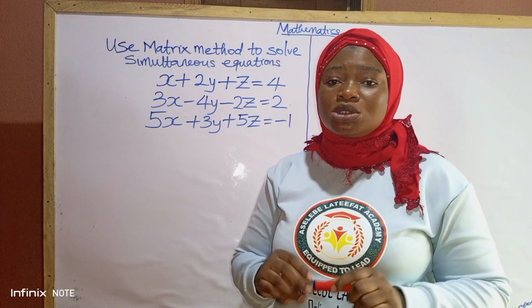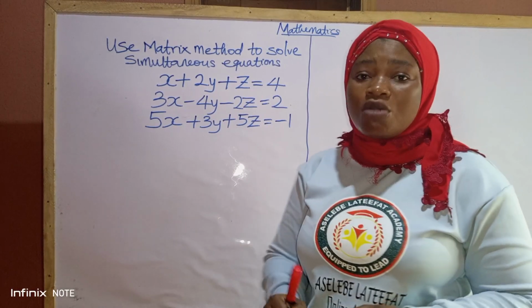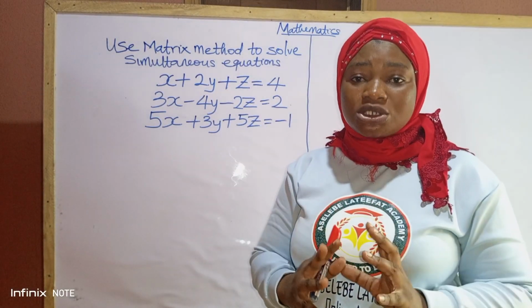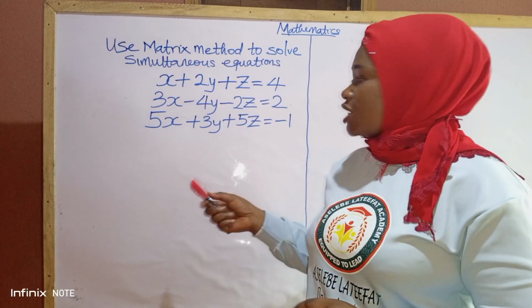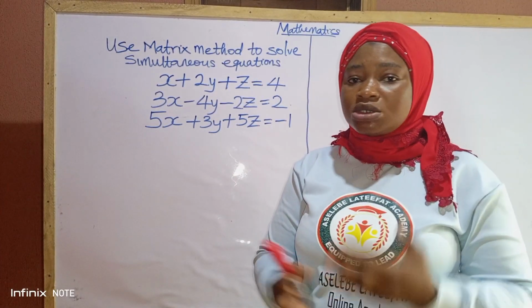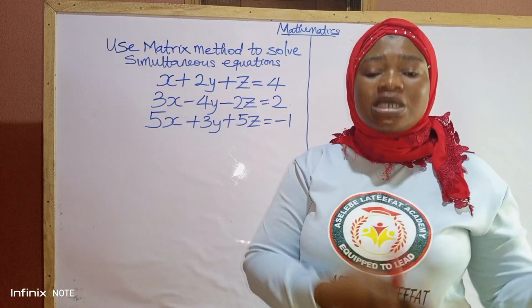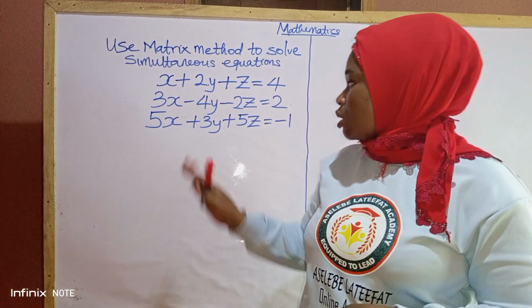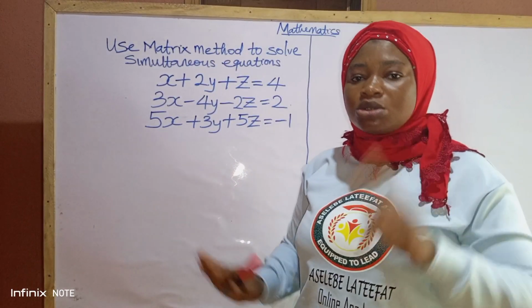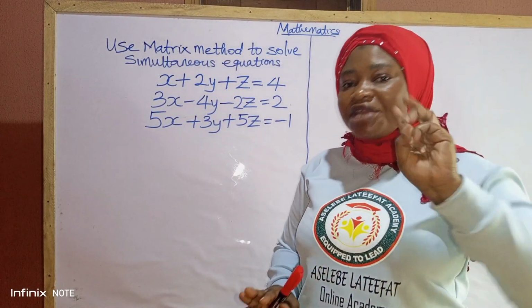So in today's class, we want to use the matrix method to solve simultaneous equations involving three unknowns. I told you that you can use the simultaneous method to solve it. You can use the determinant method, which we know as Cramer's rule. We did it for two unknowns, so today we want to do it for three unknowns.